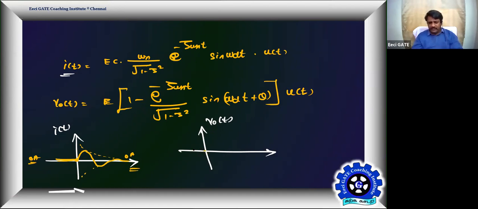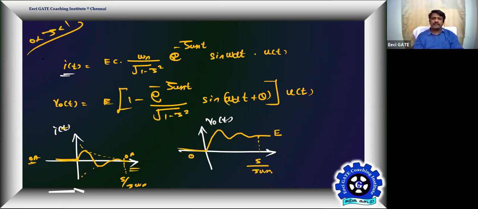Then V naught of t begins with 0, but it is exponentially growing and oscillating around the final value and settling at the battery voltage E after 5 by zeta omega n time. Here also, after 5 by zeta omega n time, it is approximately settling to the steady state value. That's how we get the transient current response and transient voltage response, provided it's an underdamped system. If it is critically damped or overdamped, we have to start from scratch and then get the responses.